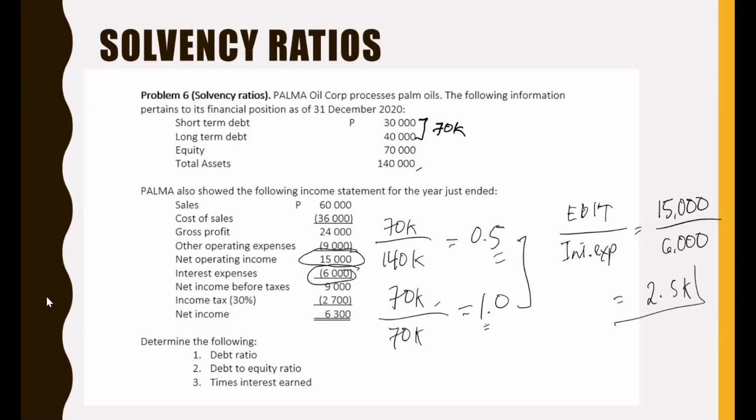Yeah. So, sorry. Bakit may K? 2.5x. Yeah. So, what does it mean? How do we interpret this TIE ratio or times interest earned? Okay, so from our income, we can pay the interest expense 2.5 times over. Yun ang ibig sabihin. Okay?